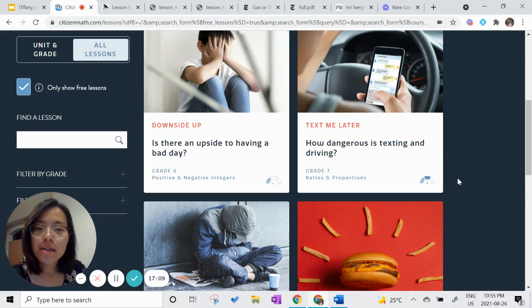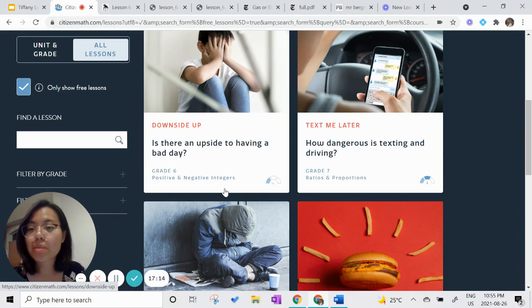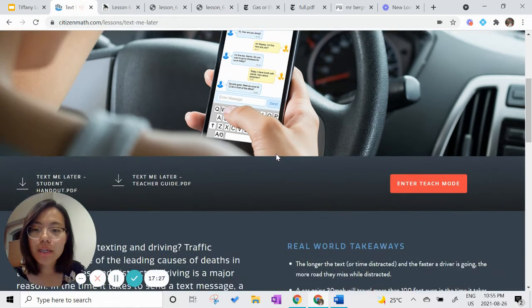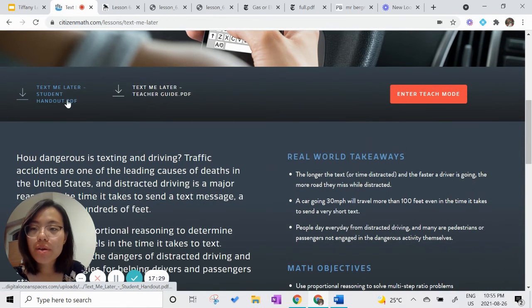And it has the topic here, right? So if you want to teach your students about positive and negative integers, then take a look at this one. If you're talking about ratios and proportions, take a look at this one. So let's say, for example, how dangerous is texting and driving? You can click on that and scroll down, and there you go. You have these 2 handouts.